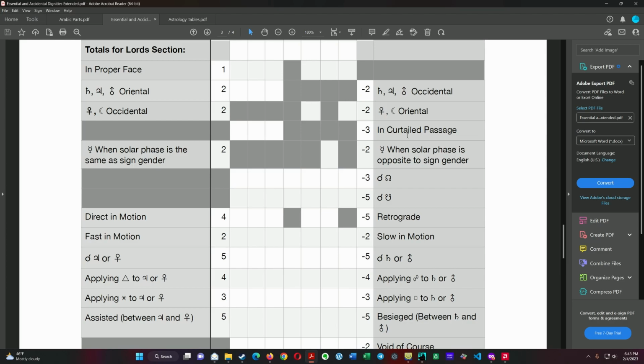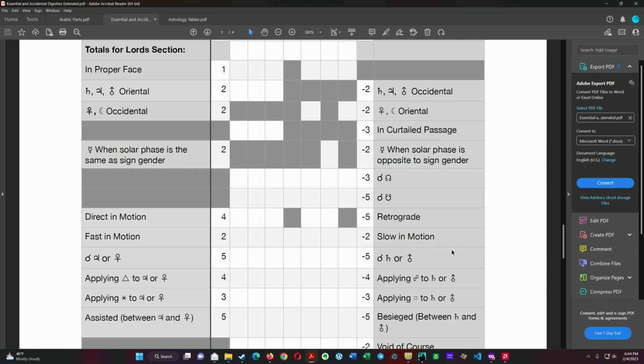Curtailed passage was a thing that they considered, because the planet's retrograde. The planet's always retrograde when it's in curtailed passage, first of all. So that always means it's going to be somewhat stunted in its expression anyway. And of course, if you have any of the planets conjunct the nodes, this is straight out of Lily's book, this is considered not good. If it's direct, it gets points. If it's retrograde, it really loses points.